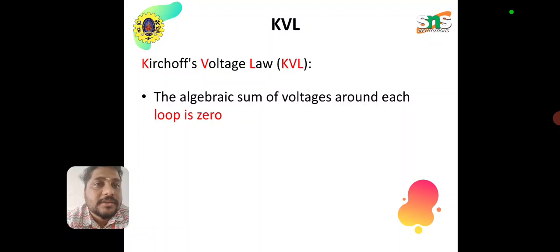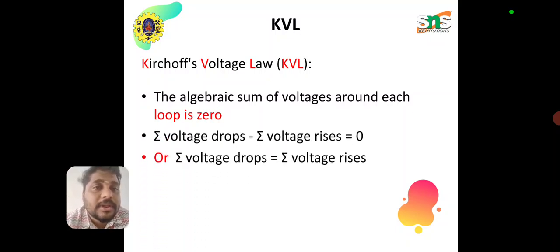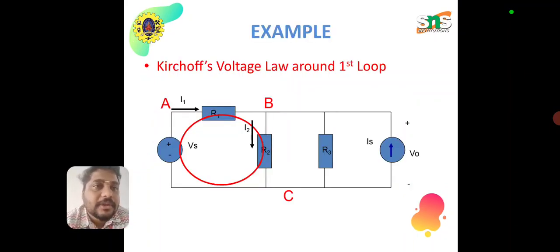Likewise, Kirchhoff's voltage law, that is KVL: the algebraic sum of voltages around each loop is equal to 0. A loop is nothing but a closed current path. That is, voltage drop equals voltage rise, or voltage drop minus voltage rise equals 0. This is the example of Kirchhoff's voltage law.